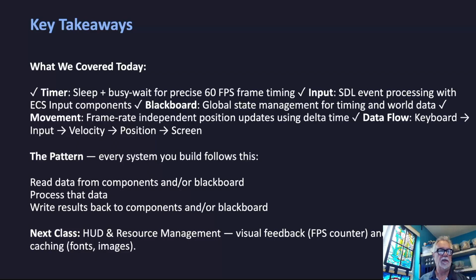What we covered today was the timer, sleep, and busy wait so that we can get precise framing and nice smooth movement. We talked about how we're going to get input into this new component, this ECS. So we added this input component and showed how it can be used by the player update. We introduced the idea of a global state management for timing of world data. Then we introduced our new movement, which is frame rate independent position that uses delta time. Please compile your game at 5 frames per second, and you'll see that it actually moves around.